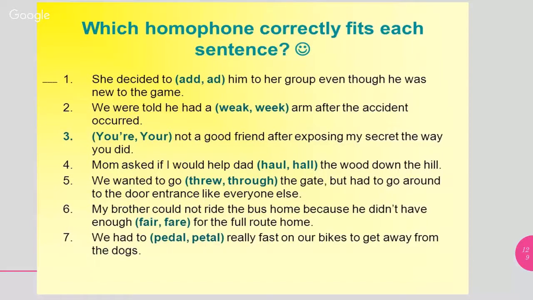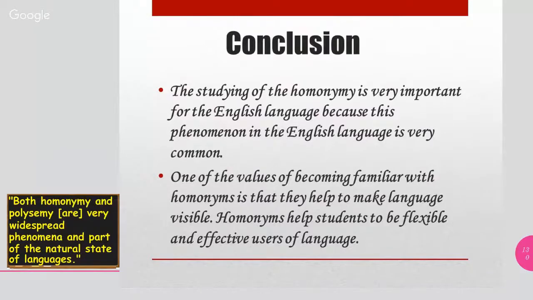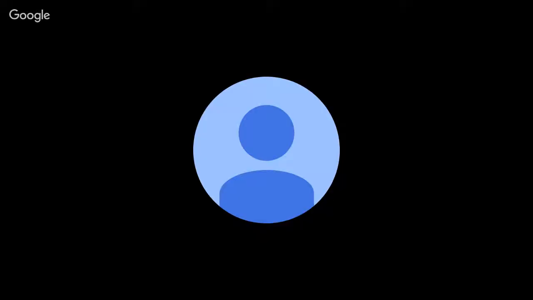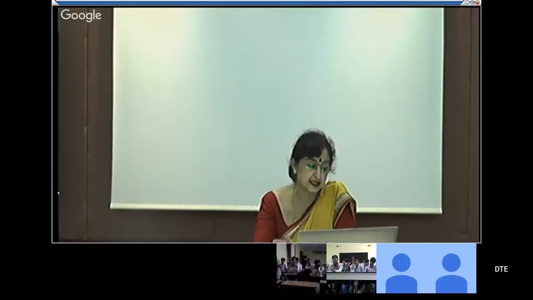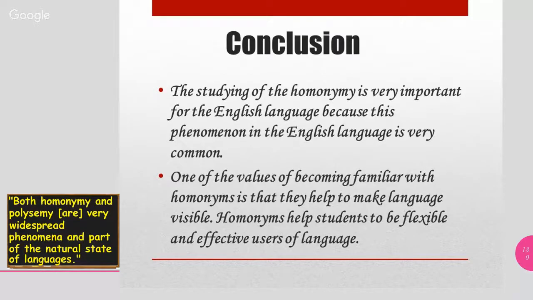Conclusion. The study of homonymy, the study of homonyms, is very important for the English language because this phenomenon is very common. One of the values of becoming familiar with homonyms is that they help to make language visible. Homonyms help students to be flexible and effective users of the language. So when you know many homonyms, your descriptions when you speak or write descriptive writing become more colorful. You will be able to make more impact when you talk or write.